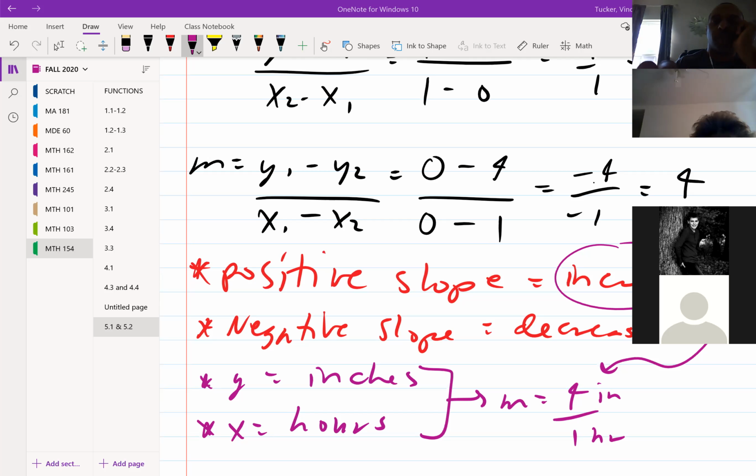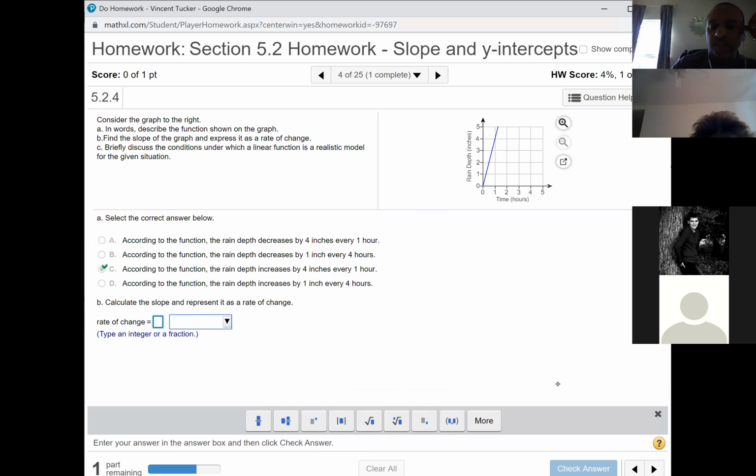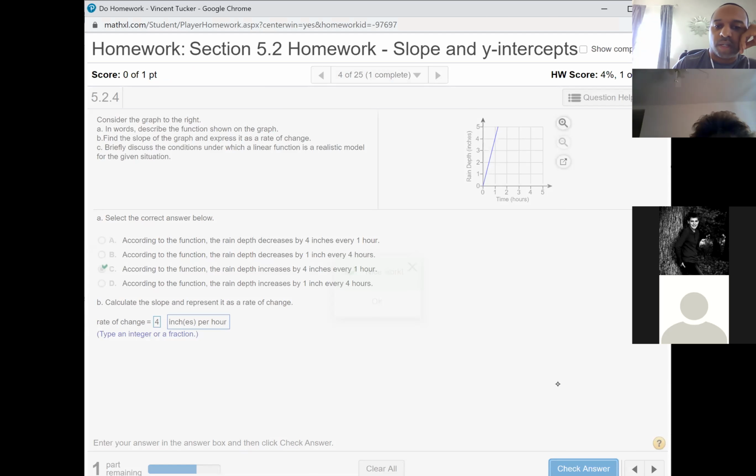All right. Excuse me. And they also have one other question. Calculate the slope, represent the change. If it was a fraction, you would type it in as a fraction. And then we just said it was inches per hour. And that should be that.